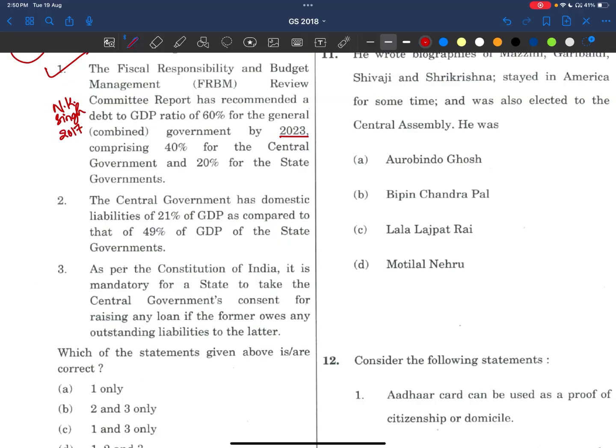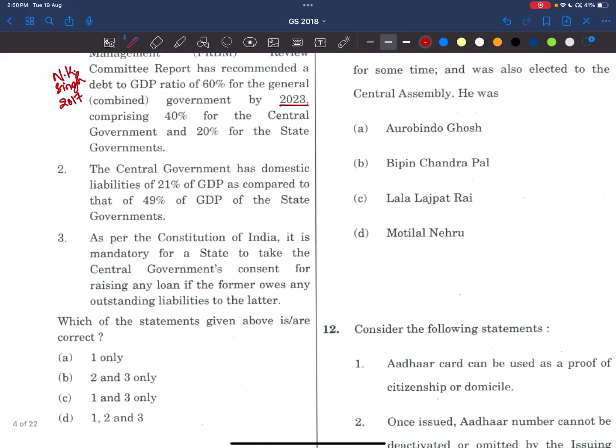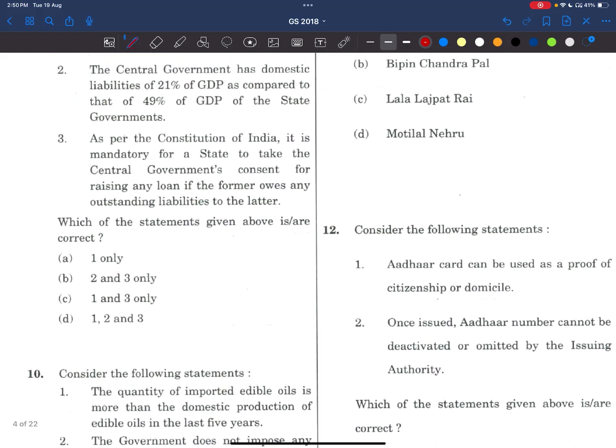Now let's go to the second statement. Central government has domestic liabilities of 21% of GDP as compared to that of 49% of GDP of state governments. See here, friends, the FRBM limit is there, no? It should be 40% for central government and 20% for state governments. Now the second statement is telling it is 21% of GDP for the center.